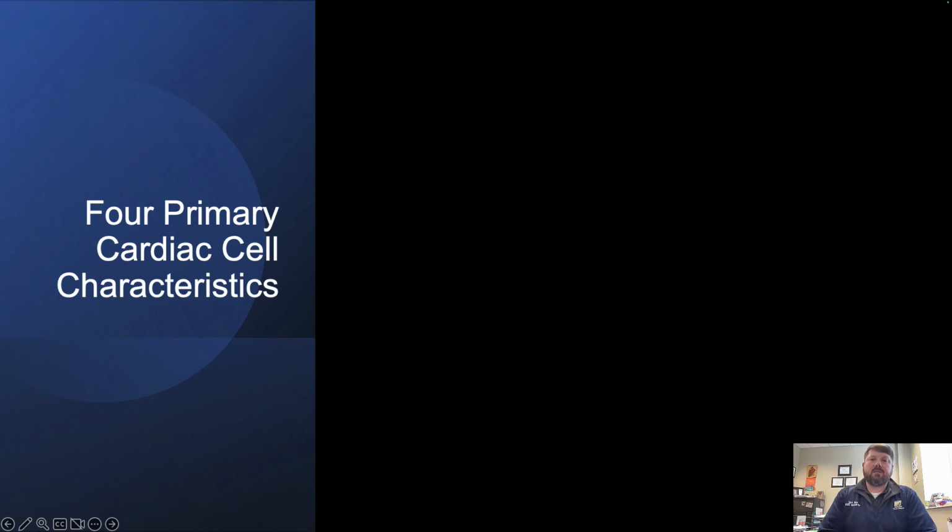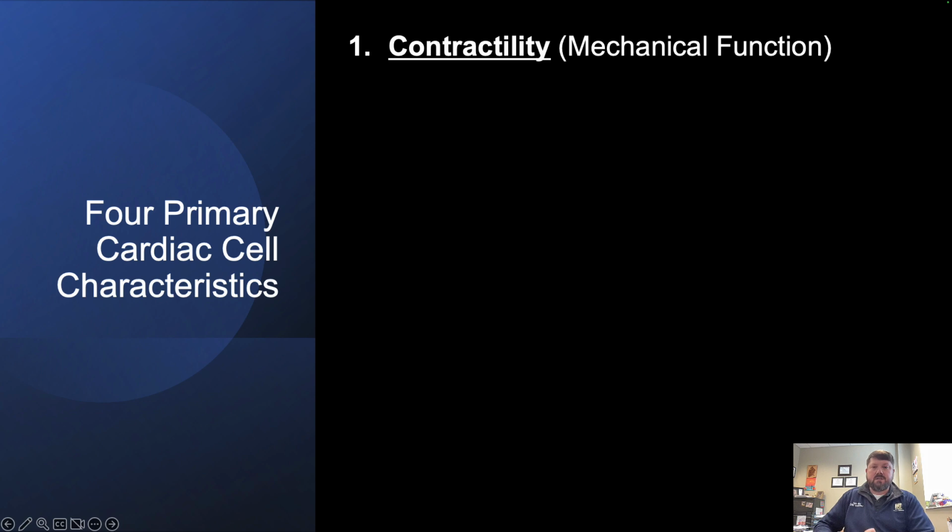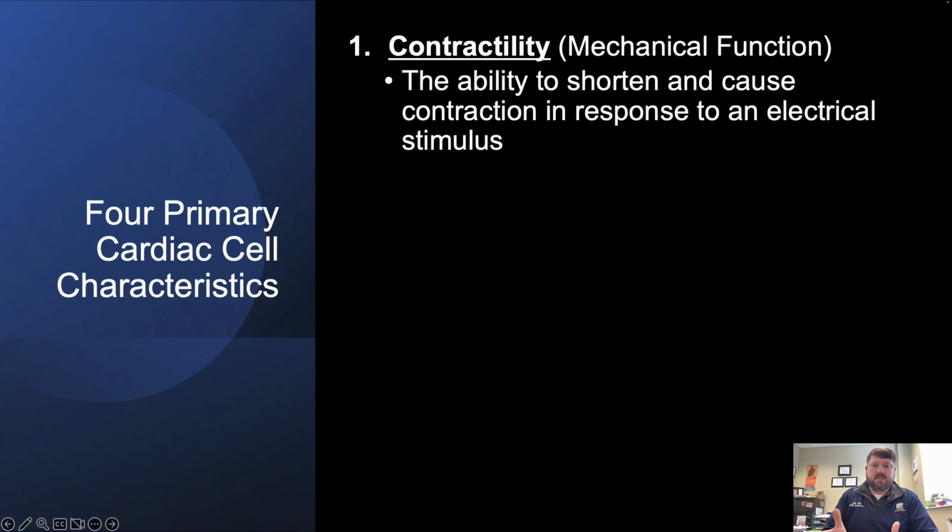So cardiac cells are very unique. They're different than any other cell in the body, and they've got 4 characteristics that are very important. The first one being contractility, which is a mechanical function. This is also referred to as rhythmicity, or the ability to contract and expand to form the actual physical rhythm. So the book definition: the ability to shorten and cause contraction in response to an electrical stimulus.